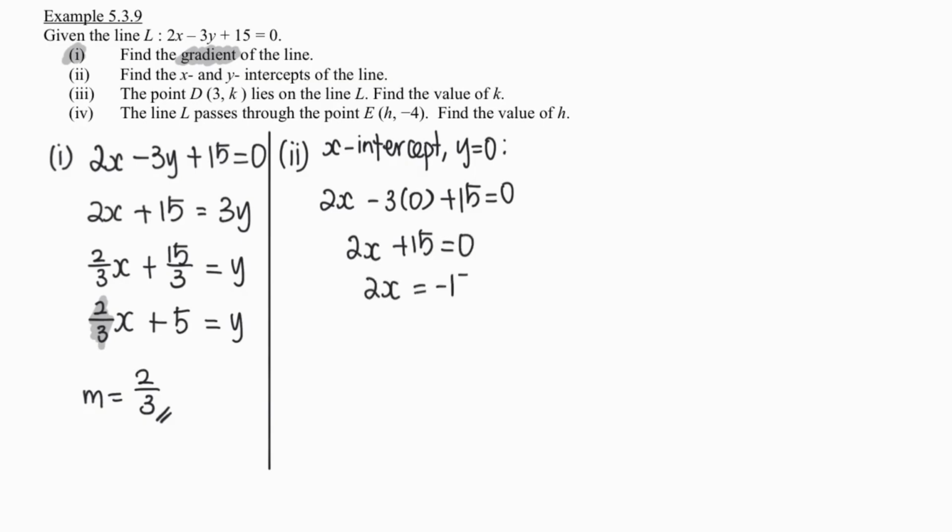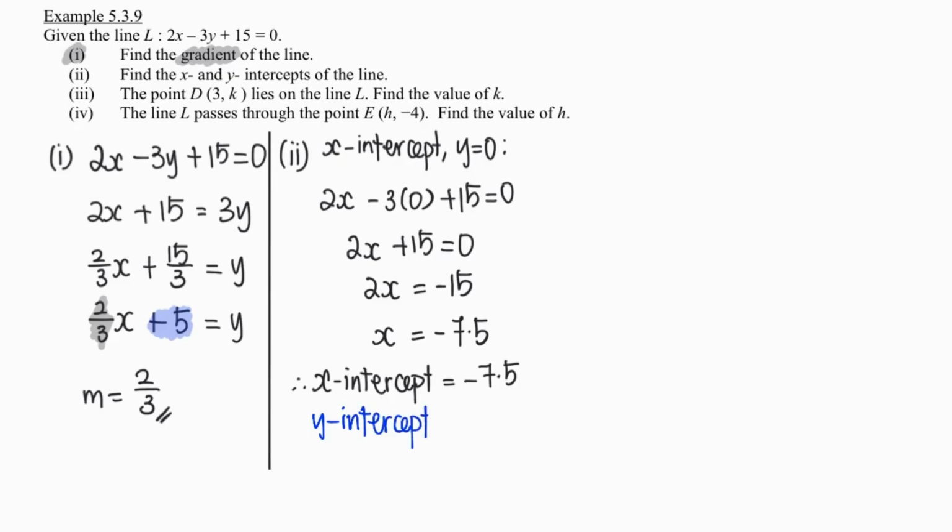Do it slowly and steadily, and eventually you will get it by dividing by 2 on both sides. Negative 7.5, that is the x-intercept. What about the y-intercept? We actually have gotten it from the previous working, so we can just apply it. Don't even need to do working. It is 5.